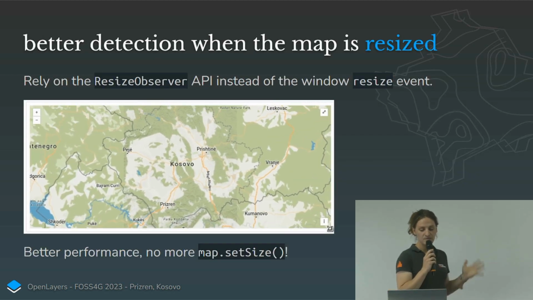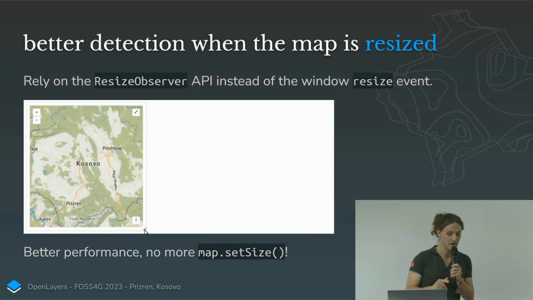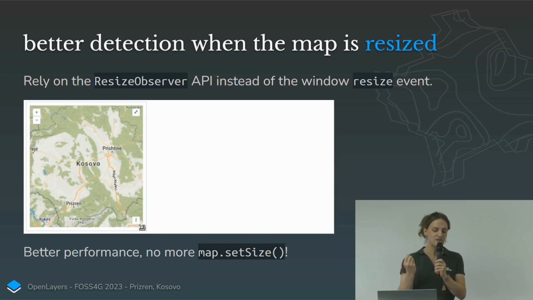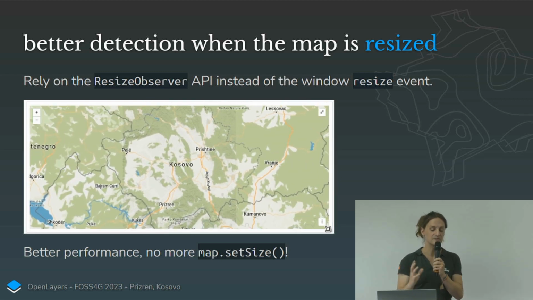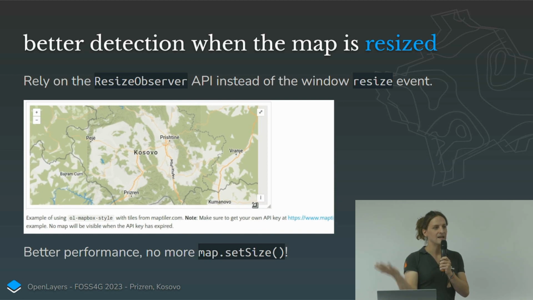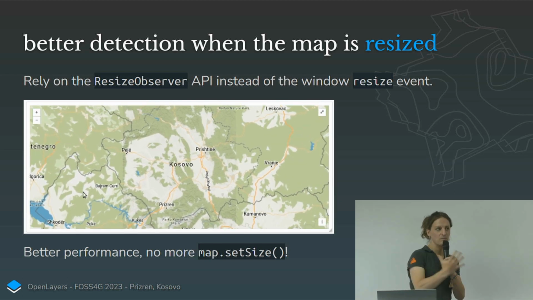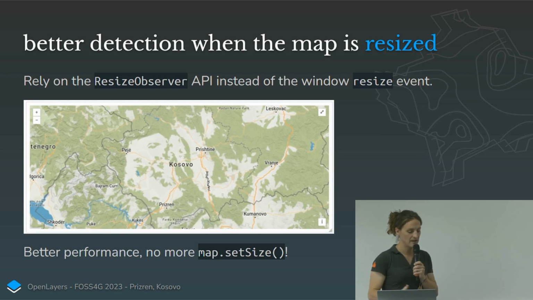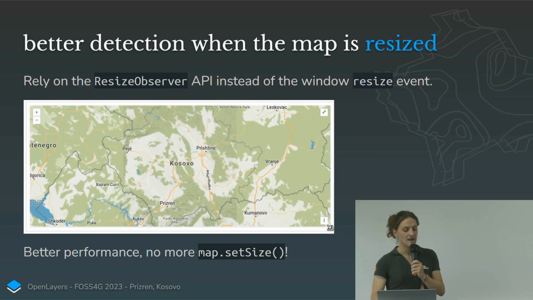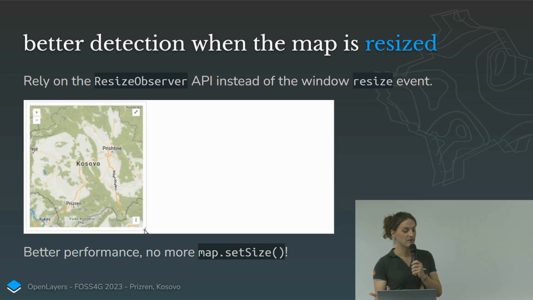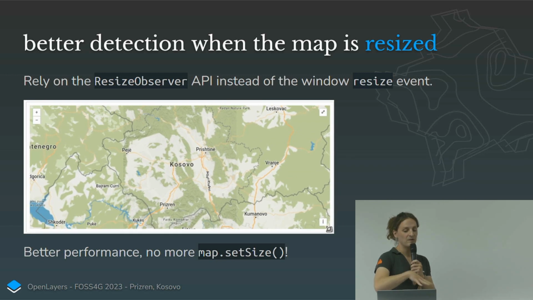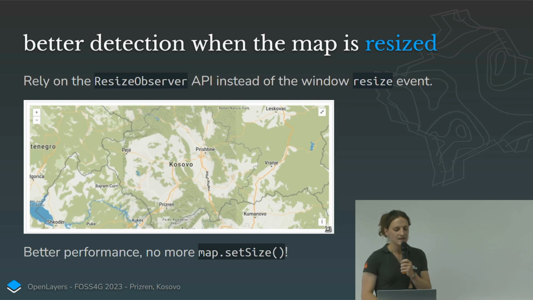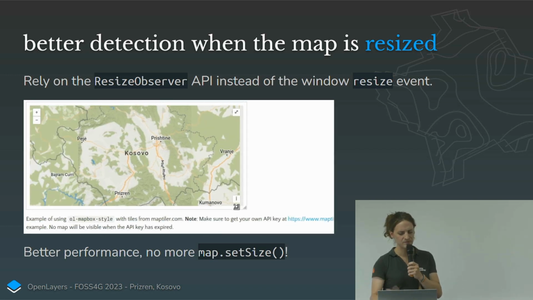Right, there's been a bit of work on detecting when the map is resized. It may be a big deal if you use OpenLayers and you had some kind of dynamic layout on your web page, and then the map would be changing its size. Before that, you would have to call a method to notify the library that the map was changing. You would have to do it yourself, and that would be very cumbersome. Now we rely on the ResizeObserver API, so everything is automatic. You don't have to worry about it anymore. So very useful, better performance as well.